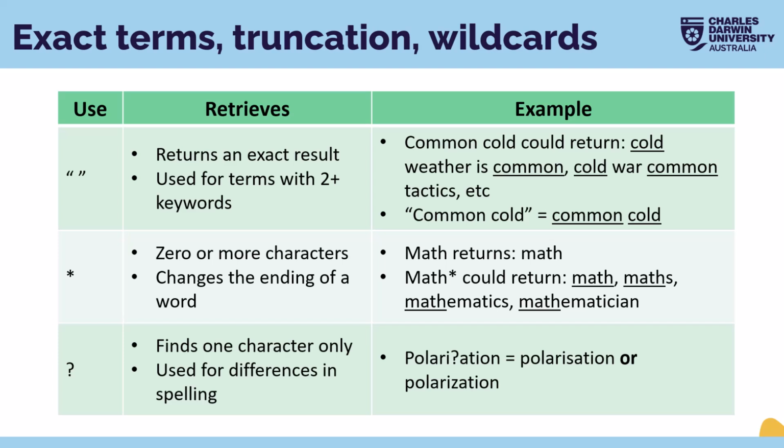You can use the asterisk to search for a variation on the root of the word or variations on the ending of the word. For example, if you search for the word math with an asterisk, it could return math, maths, mathematics, or mathematicians. If you use a question mark, it can replace one character in the word, and this is great for different spellings, for example, the different regional spellings of polarization.